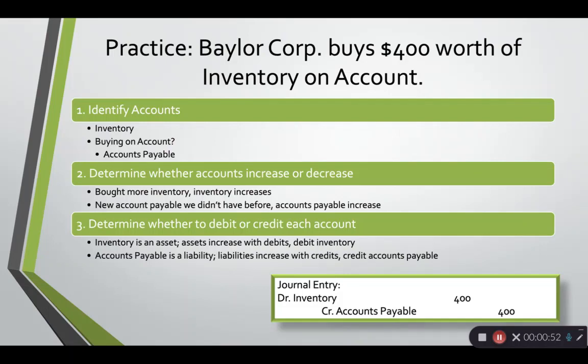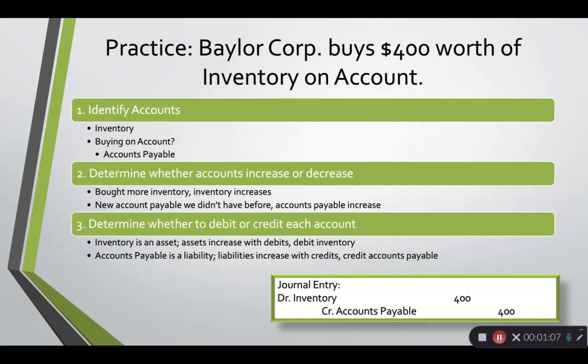Our second step is to determine whether accounts increase or decrease. We're buying more inventory, so our inventory will be increasing, and we are opening up a new account payable, so our accounts payable will increase.